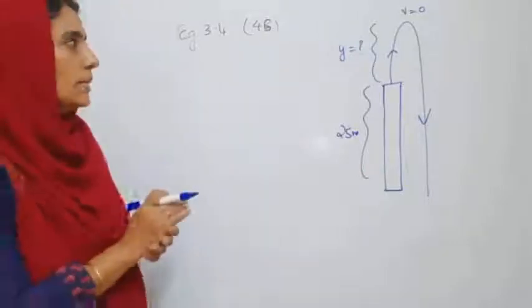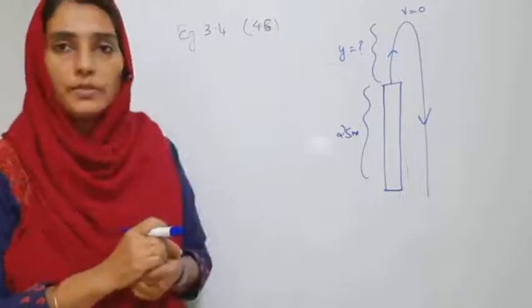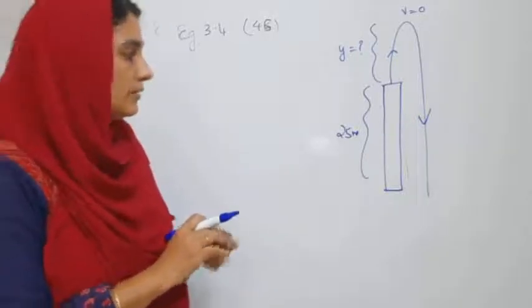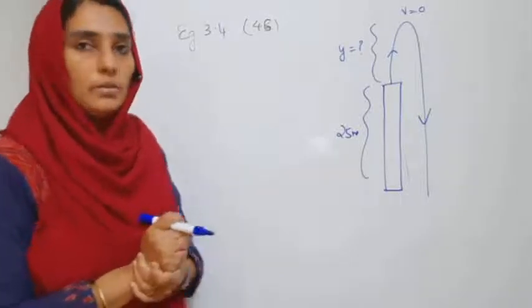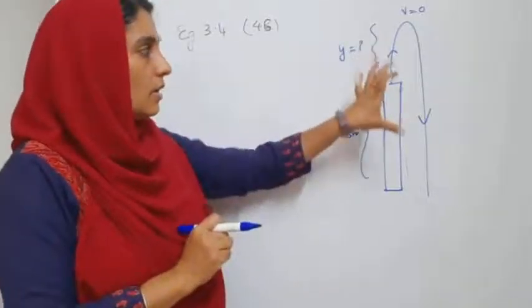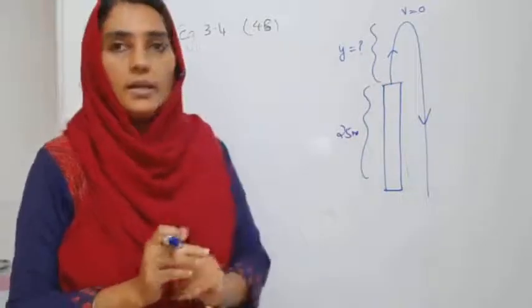Hi children, so let us discuss the example problem here. Example number 3.4, it's on page number 48. We started discussing it. So the first part of the question is to find out the height through which the ball rises when it is thrown from a 25-meter high building.